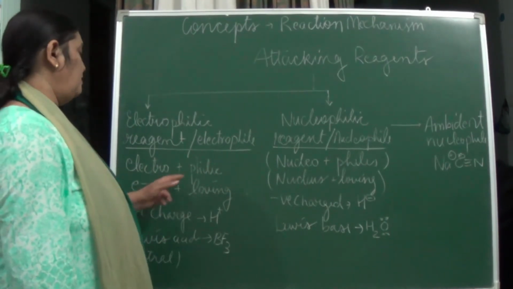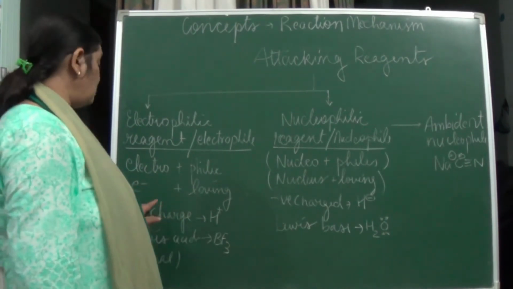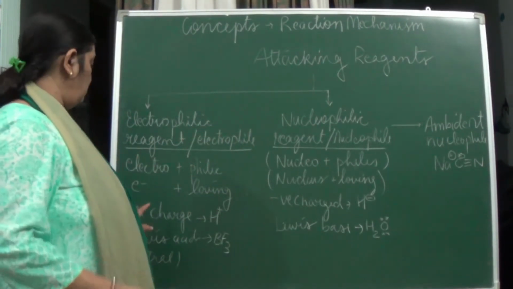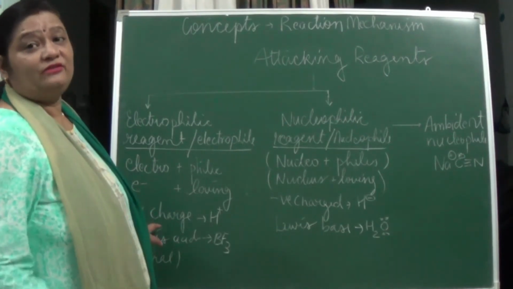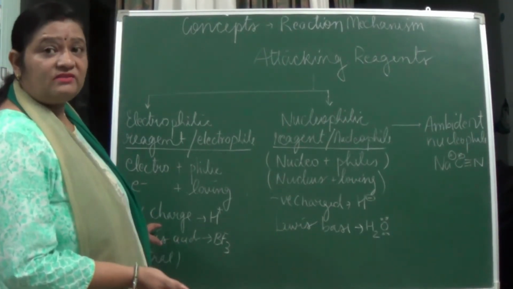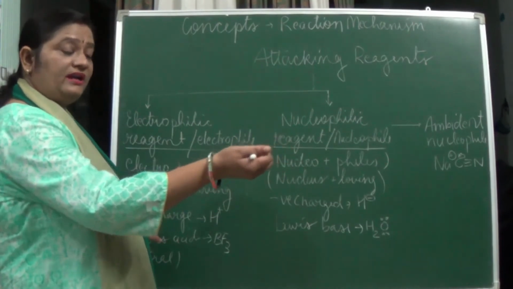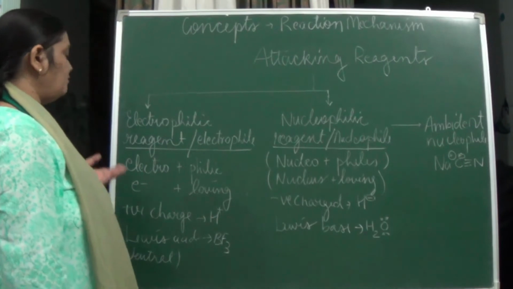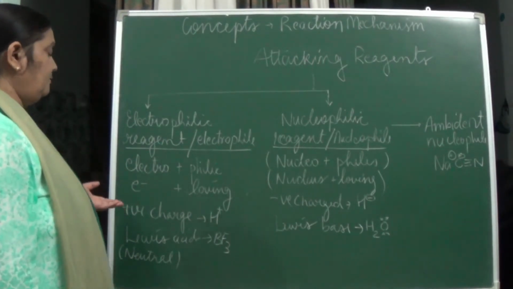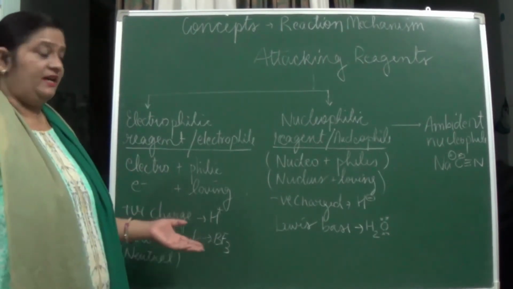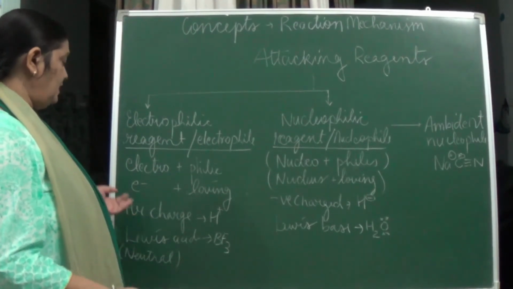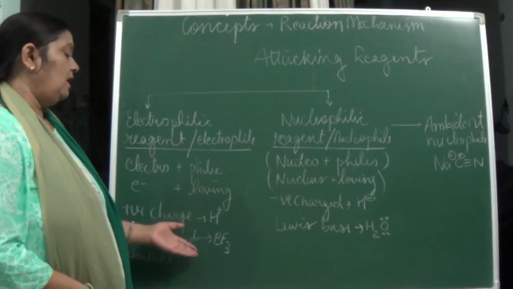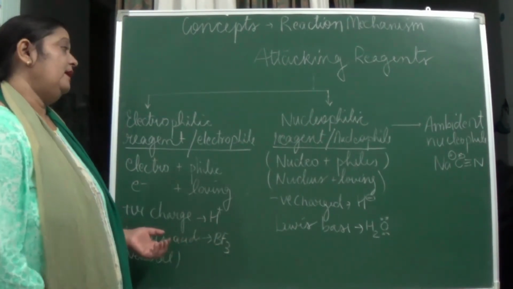Electro means electron, philic means loving. It means it is electron loving, so it will try to take the electrons. If they are electron loving, naturally they will be positively charged because they will want the electron to come towards itself. Examples of this, if we talk about positively charged ones, are H plus ions. And yes, some electrophiles are also Lewis acids, which are neutral in nature, like BF3, and so on.